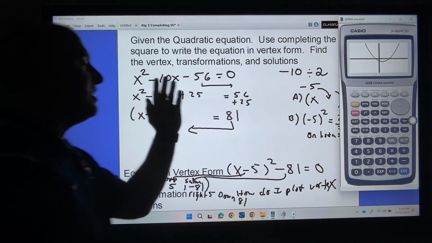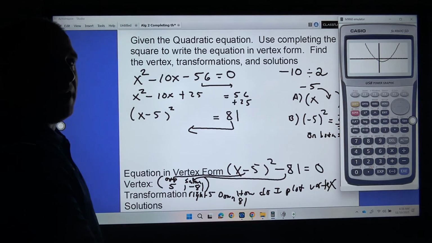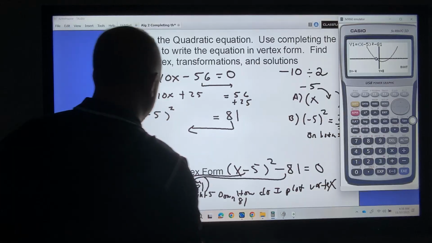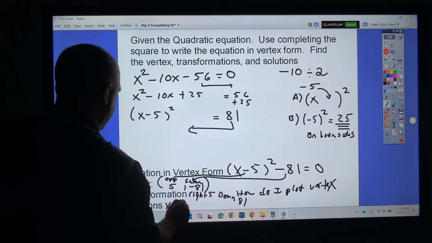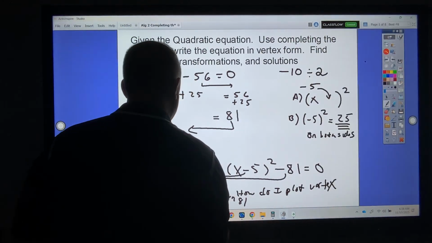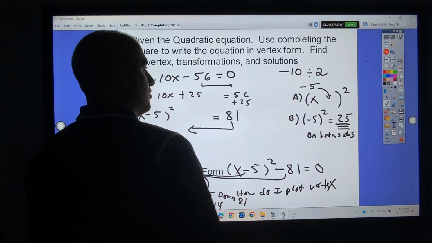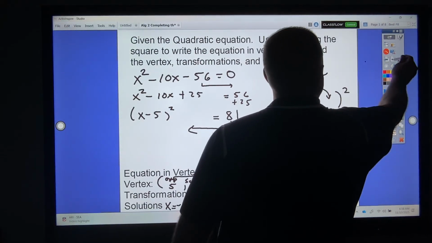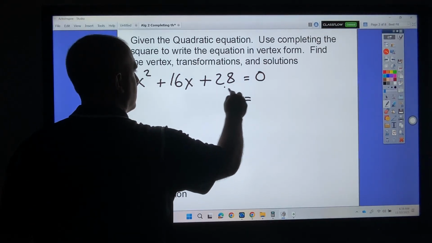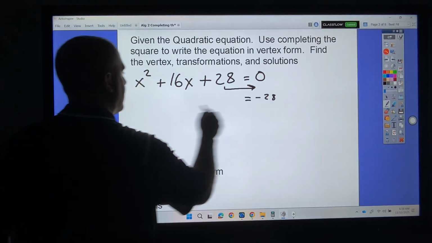Now that I see my quadratic, I can find the solutions. I do that with G solve root. One solution is x equals -4. I hit over, the other one is x equals 14. And those are my solutions. All right, so I want to move this number. So it's -28.